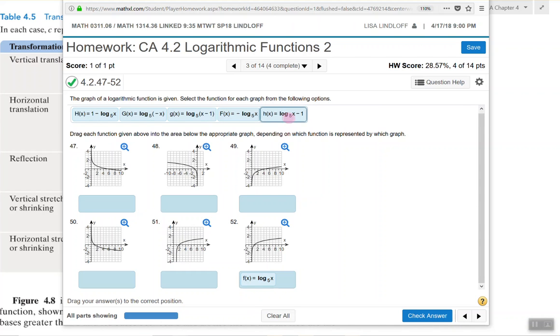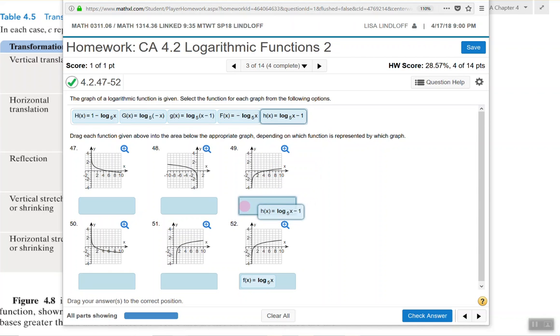This one will be log base 5 of x and shift it down 1 unit. Sometimes that is difficult to see. It's going to be the same shape, but it's going to be shifted down 1 unit. And I believe that it is this one. This is a negative on the outside. That means it is a reflection about the x-axis. We're going to take this graph and flip it over. That will be right here.